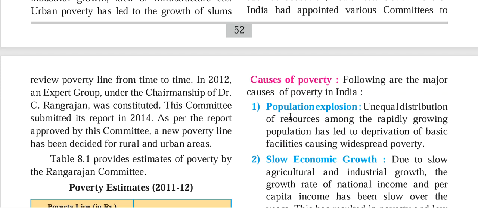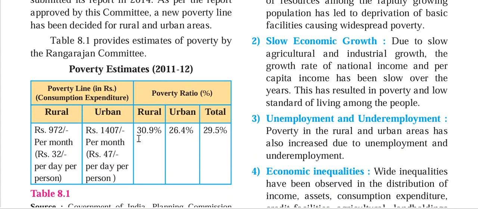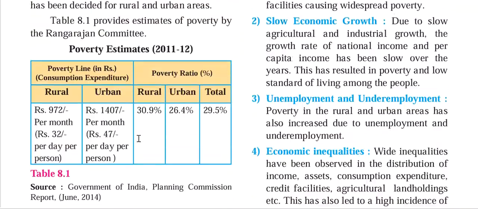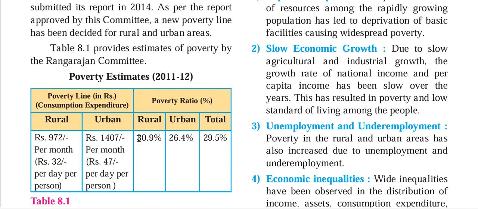In 2012, the Government of India appointed an expert group under Dr. C. Rangarajan. You can see here an expert group under the chairmanship of Dr. C. Rangarajan was constituted. This committee submitted its report in 2014. As per the report approved by the committee, a new poverty line has been decided for the rural and urban areas. You can see the poverty estimates. Two tables are given. So basically, poverty estimation keeps changing with the changing needs of society.